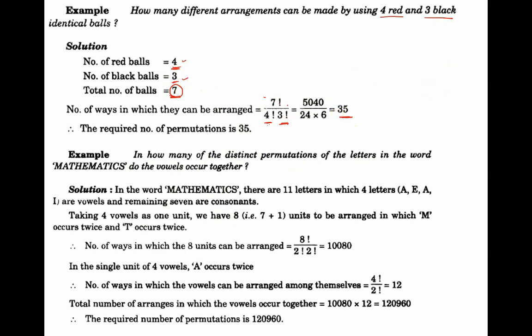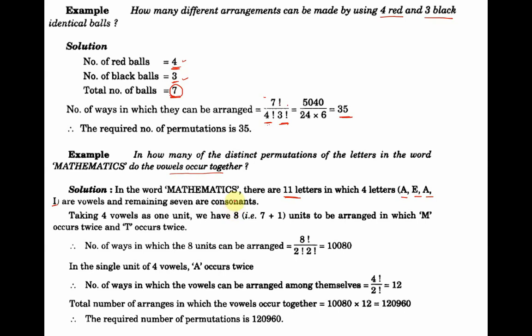It will be more clear. Let's take one more example. How many distinct permutations can be there of the letters in the word mathematics? This question has 2 parts. One is how many distinct permutations can be there, and then, do the vowels occur together? In the word mathematics, there are 11 letters in which 4 letters A, E, A and I are vowels and the remaining 7 are consonants.